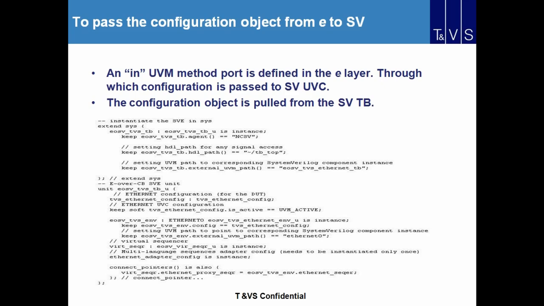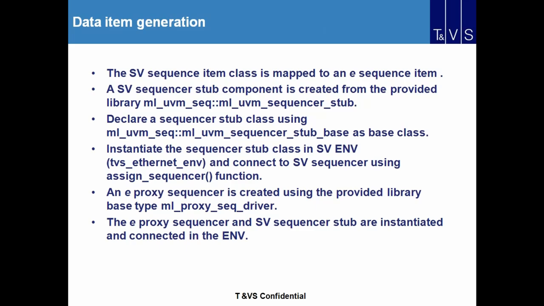Now, how about the data items generation? Mostly we are going to pass on the data items from the Specman-E. So the SV sequence item class can be mapped to E sequence items. What we need to do is create the SV sequencer stub component, from the provided library, multi-language UVM sequence, multi-language UVM sequencer stub. So declare a sequencer stub class using the multi-language UVM sequencer base class.